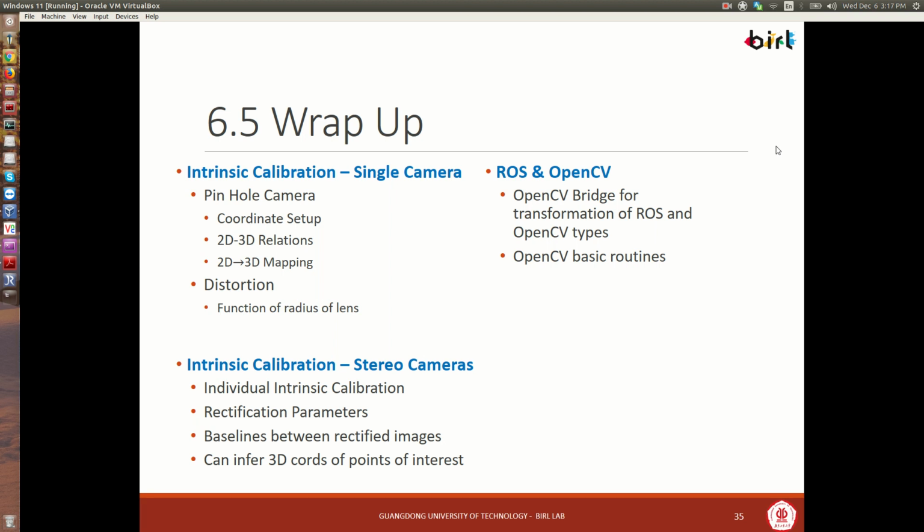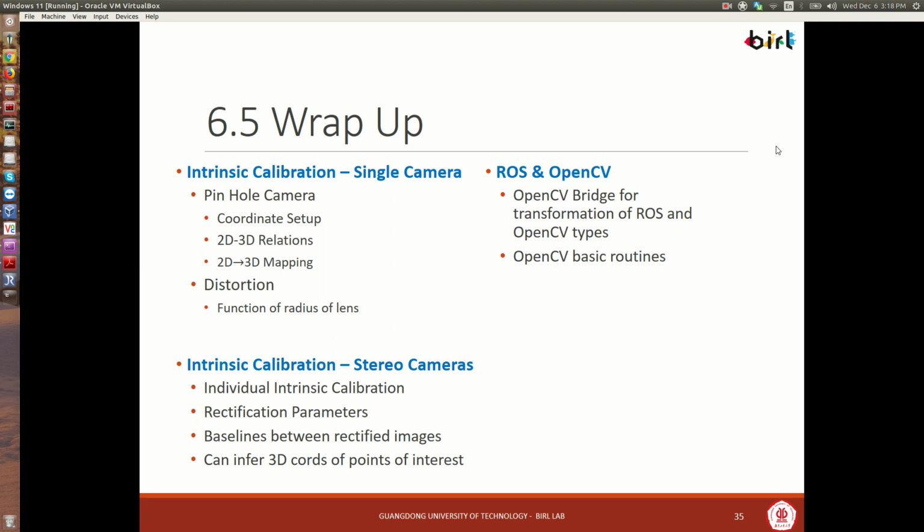Then we looked at two-dimensional and three-dimensional relationships between the image plane and the object in 3D Cartesian space. At the end, intrinsic calibration was the mapping from 2D image space to 3D Cartesian space.